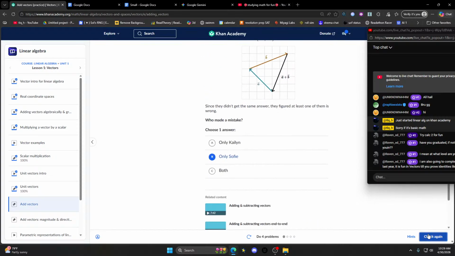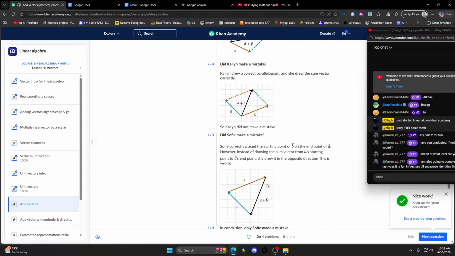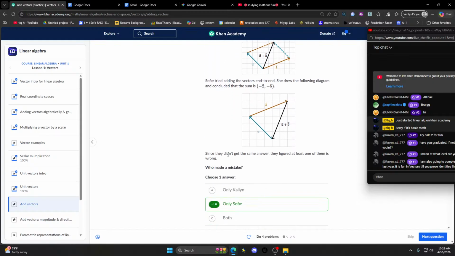Okay, let me see the step-by-step thing. So, if they're adding these, let me try to break it down. If they're adding these vectors, you just add the x's and correspond the y values and add those together, which gives you -3 plus 5, which is 2. This plus this, 2 by 5, which is this. So, it's asking which one... Wait. Oh, it's asking who made a mistake.